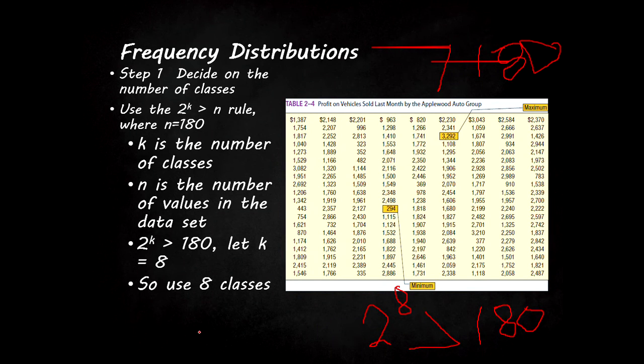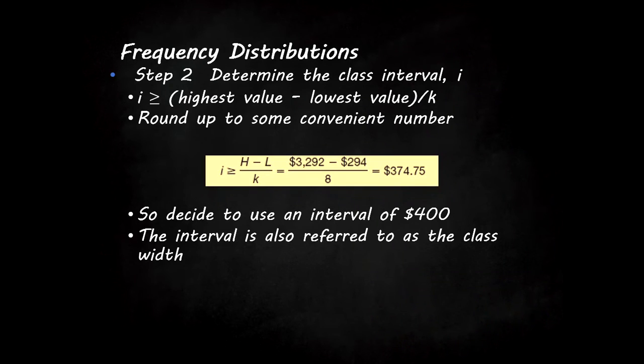2 to the 8th is the first power that's greater than 180. So the number of classes that we need to split it up into is at least 8. So right here we're going to use 8 classes.